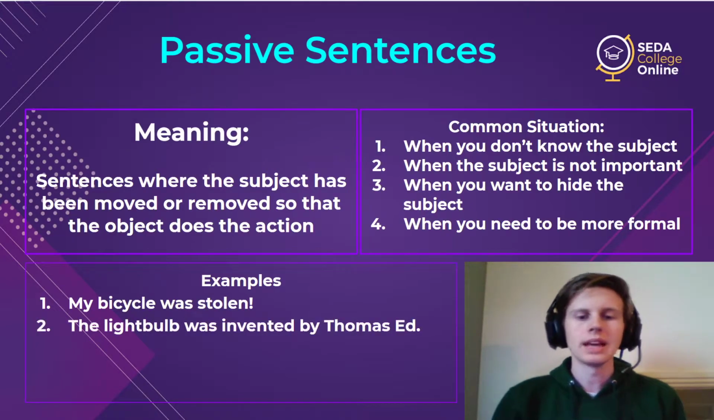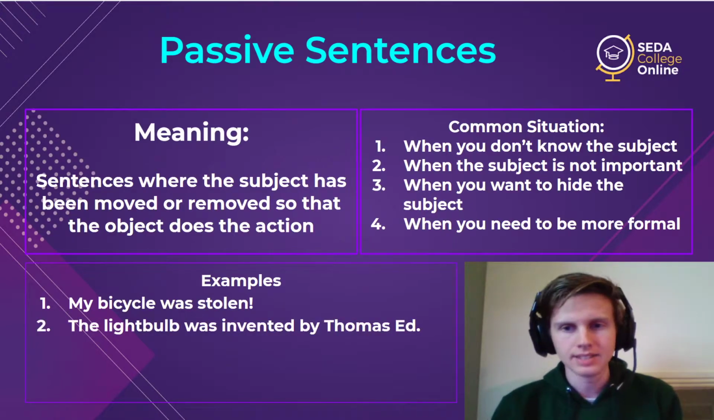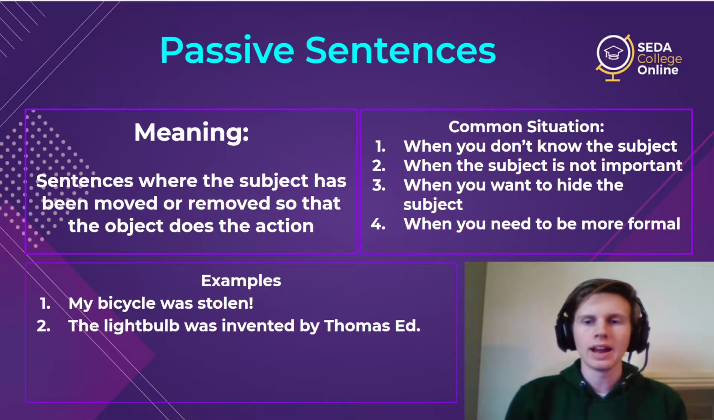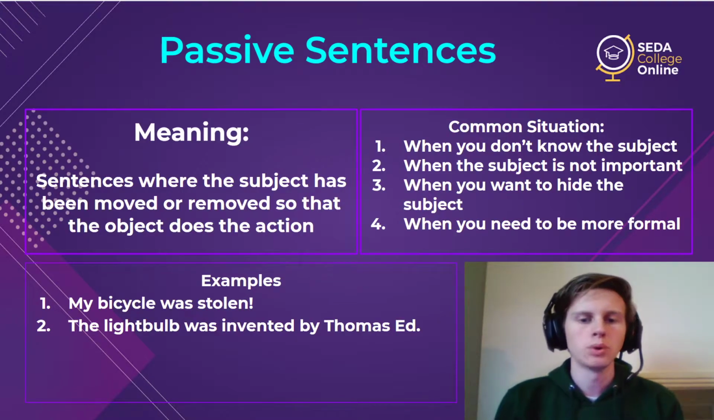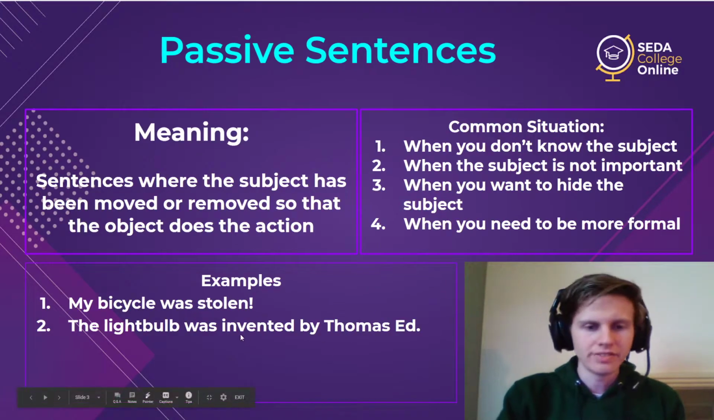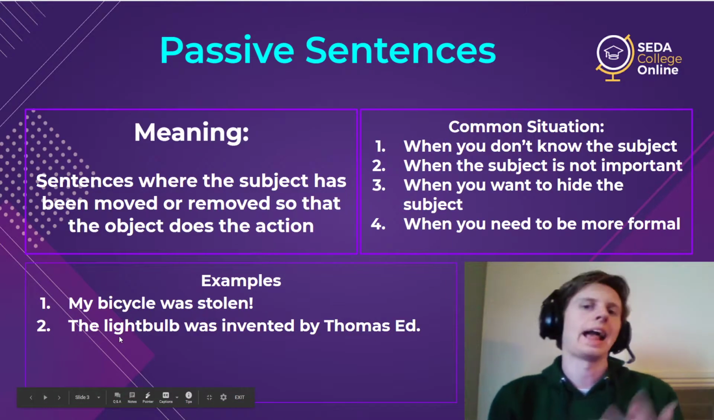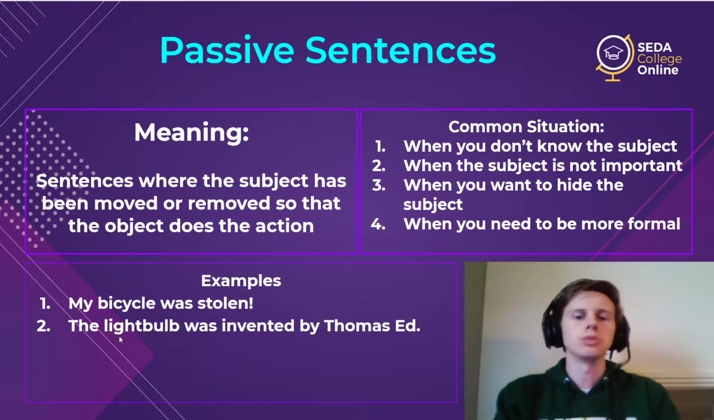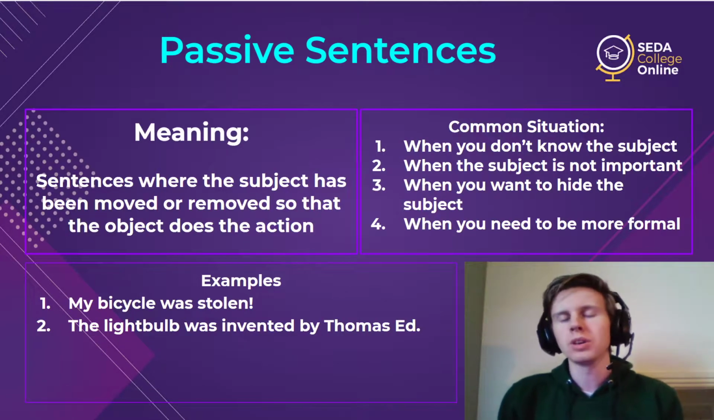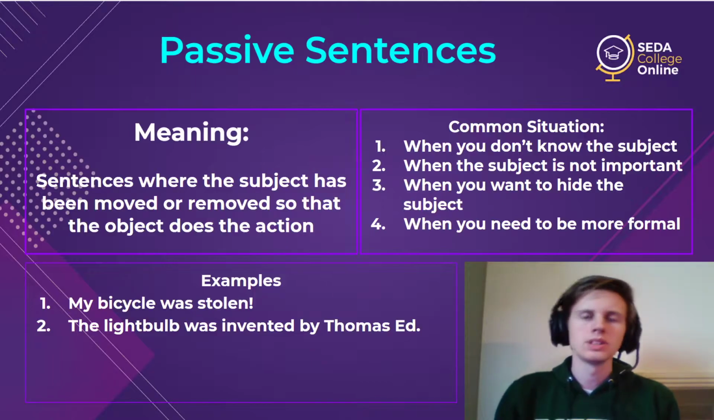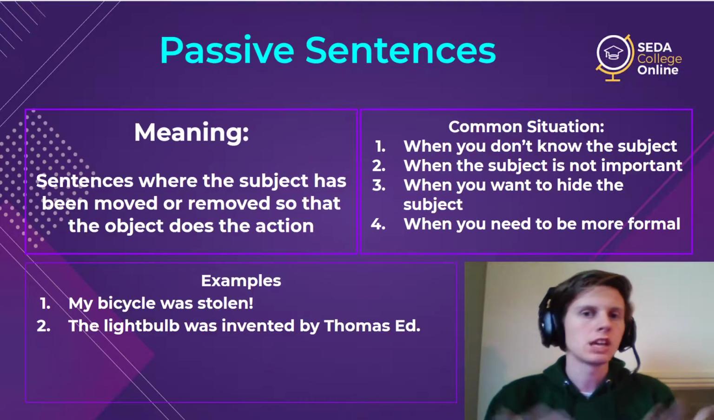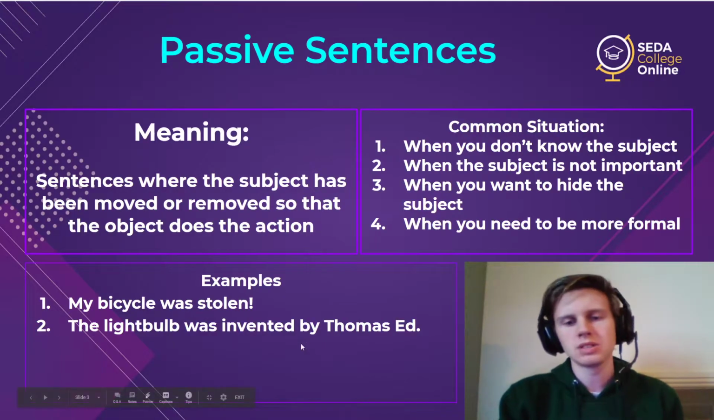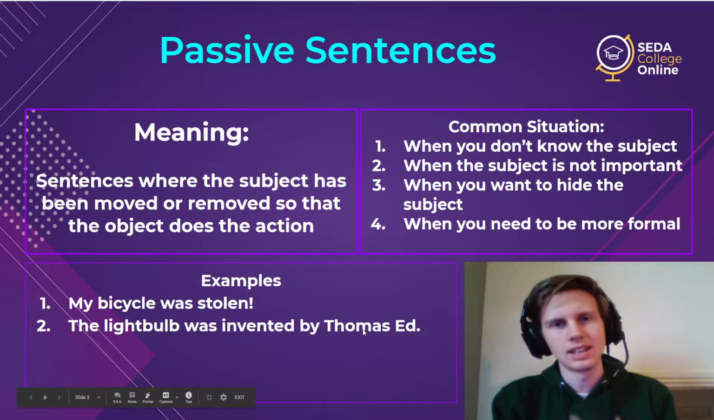Or, the light bulb was invented by Thomas Edison. This is an example where actually the subject isn't important. So, really, Thomas Edison invented the light bulb. That's the active sentence here if we undo the passive. Well, here I want to focus on the light bulb. So I say the light bulb first to give it emphasis, to make it more important. So then I use the passive here to make Thomas Edison go at the end.